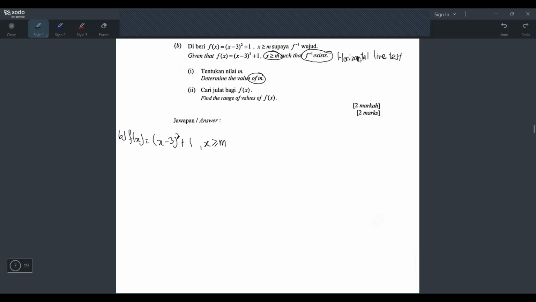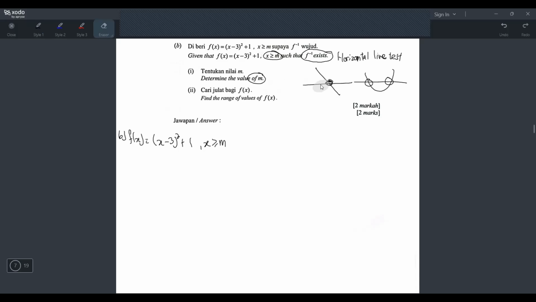So how do you do it? You use the horizontal line test, right? So for example, if I have a line like this and I do the horizontal line test, if the horizontal line cuts the graph at one point, then it passed the test. It means this graph has inverse, right? But if it is like this, and the horizontal line cuts at 2 points, then you know this function does not have inverse, right?